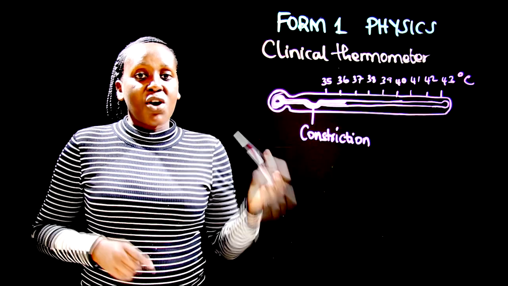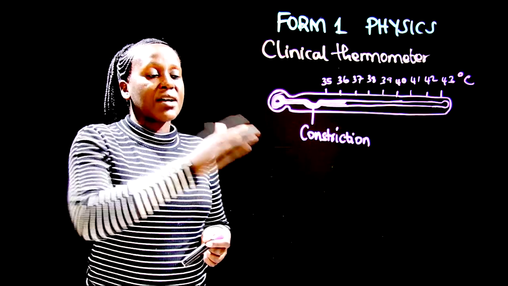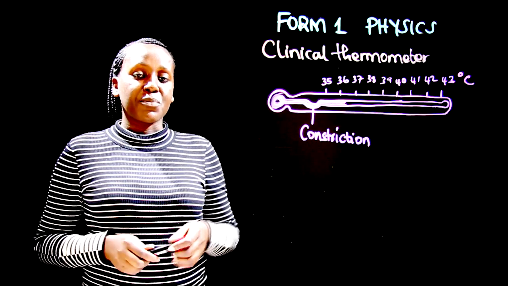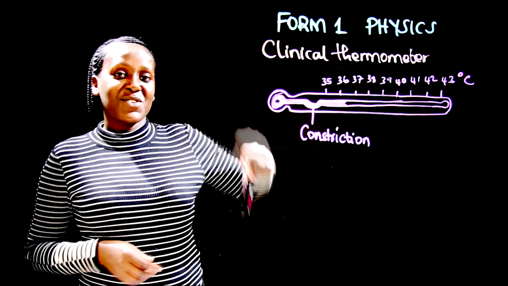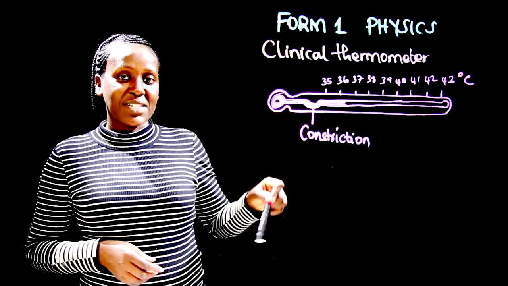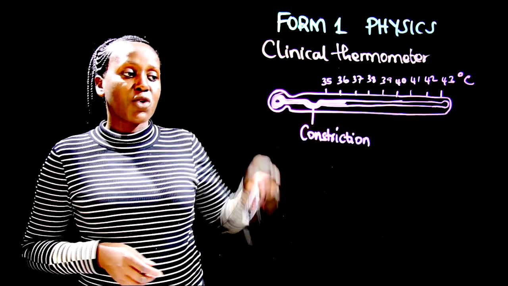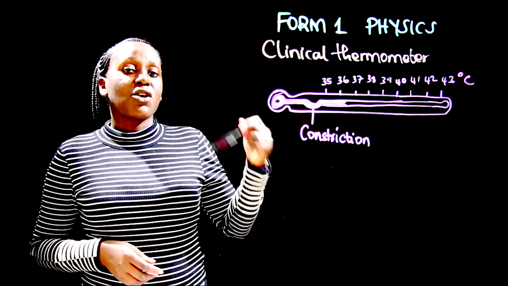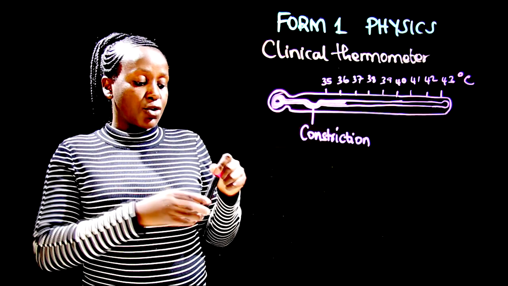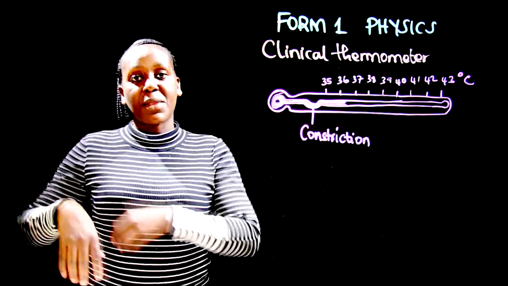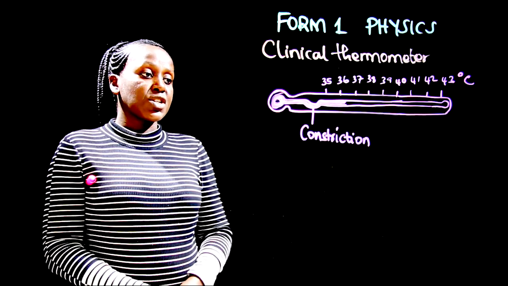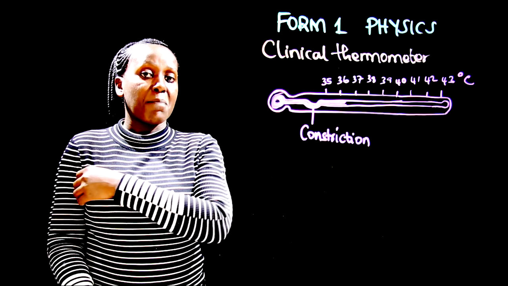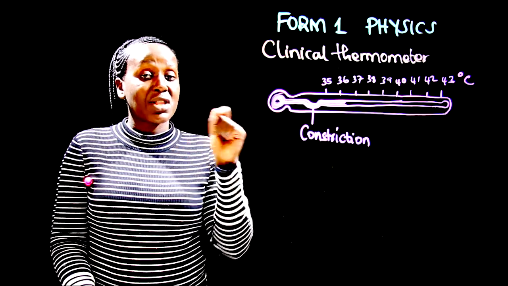Now, when the doctor wants to take another reading, maybe for another patient, what do they do? This is what they do to the thermometer until the mercury flows back into the bulb. So they shake the thermometer until all the mercury goes back into the bulb. And then now when they use it again, the same process continues. So the purpose of a constriction is to prevent backflow of mercury into the bulb before the reading is taken.